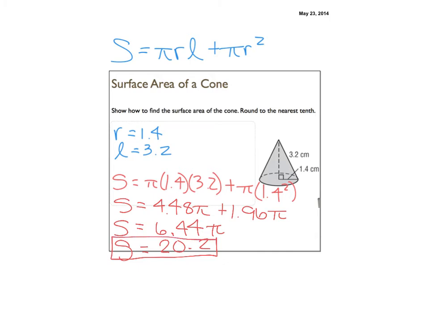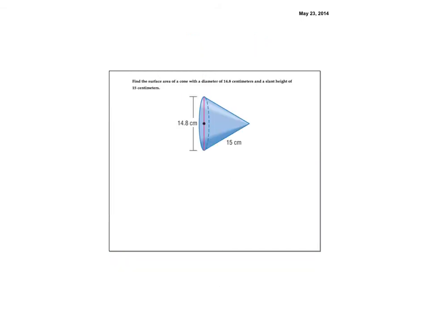Right, that would be my surface area. If I wanted my lateral area, I could get that from here. So my exact answer for my lateral area would be 4.48 pi, or I could multiply that out and get 14.1. All right, so there are my two answers.